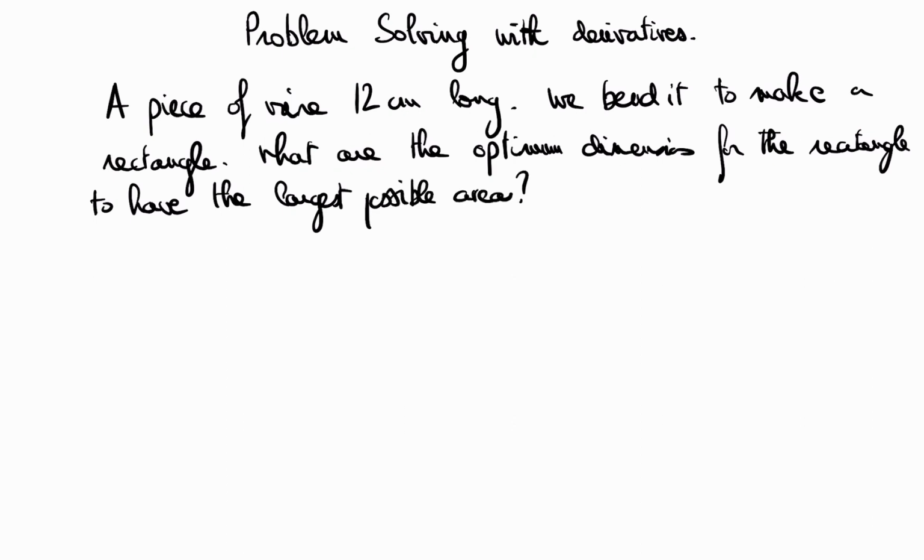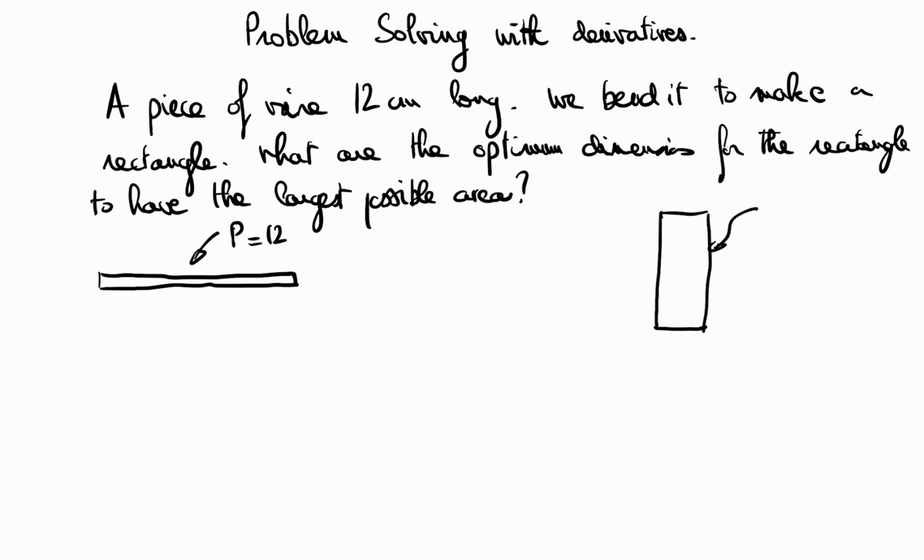So basically the rectangle could be like this, and the total perimeter here would be 12, or it could be like this, and the total perimeter would still be 12, but obviously the area here would be different from the area there. We want to find the dimensions, which I'm going to call x and y, such that the area is maximum.